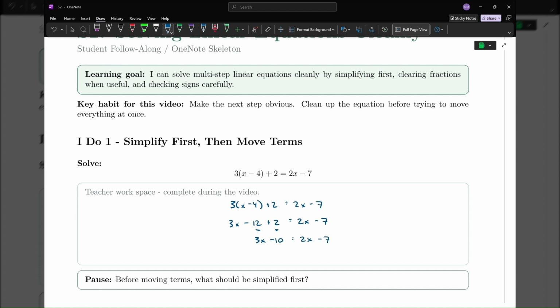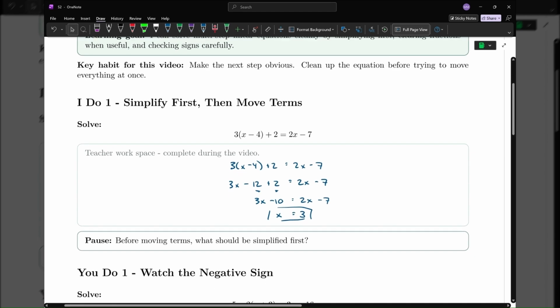And then I'll collect my like terms. I'm going to subtract the 2x from both sides, leaving an x. I'm going to add 10 to both sides, giving 3. So x equals 3 is my solution. And I could check that, right? If I did check it in the solution, I'd see 3 minus 4 is negative 1, times 3 is negative 3, plus 2, and 2 times 3 is 6, minus 7. So negative 1 is negative 1, and we're done. Again, just do that as needed.